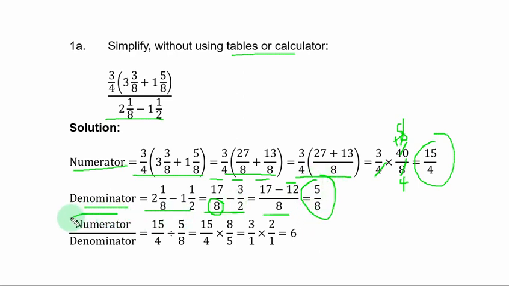Now let's take the whole fraction. Numerator divided by denominator. You have it in this form. When dividing fractions, we always change the division sign to multiplication and you invert the fraction at the right in this form. If you reduce, you have this, and finally you have 6 as the final result.